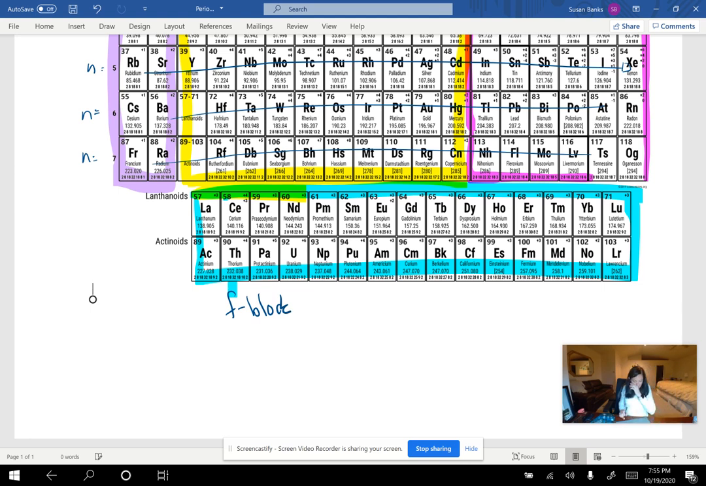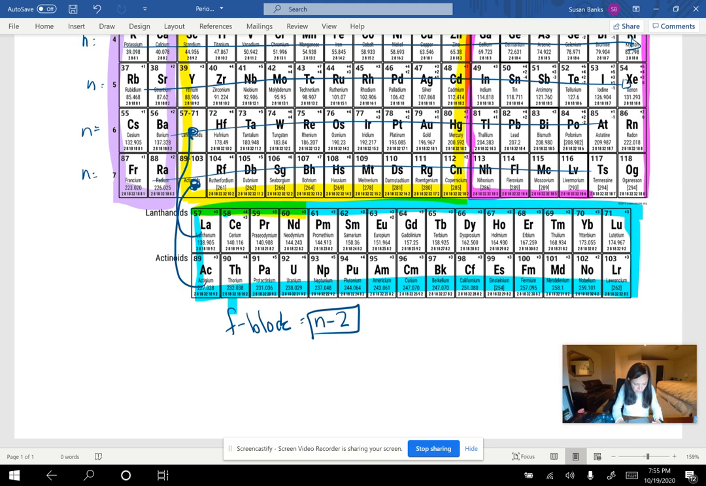So these are where the really fancy jack-shaped electron orbitals are. And these are 2 periods behind. So this is n minus 2. So remember, the lanthanoids go right here and the actinoids go right here. Okay? So here we go.